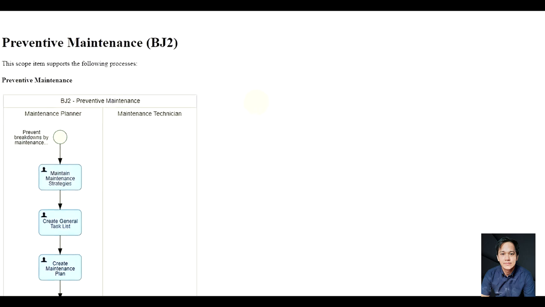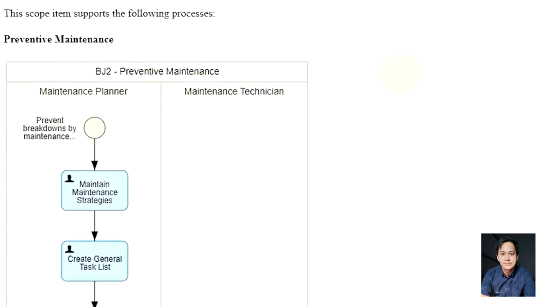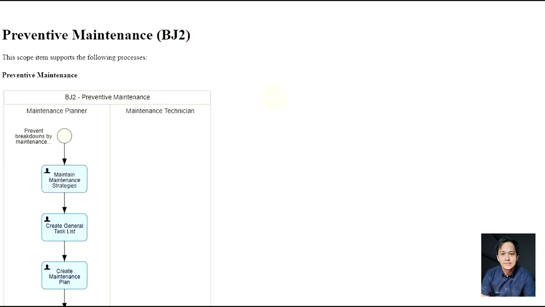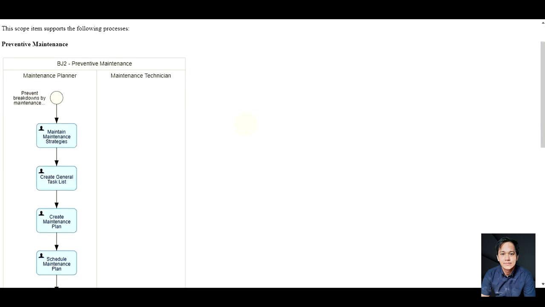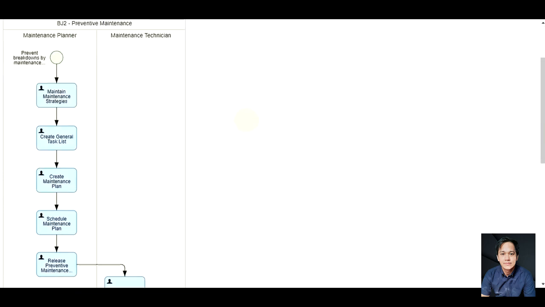The first process box is maintain maintenance strategies. Maintenance strategy defines the rules for the sequence of planned maintenance work. This includes the individual measurement readings and general scheduling of equipment. The Fiori app transaction is create measurement document for technical object. This app contains selection for measuring point and counter.